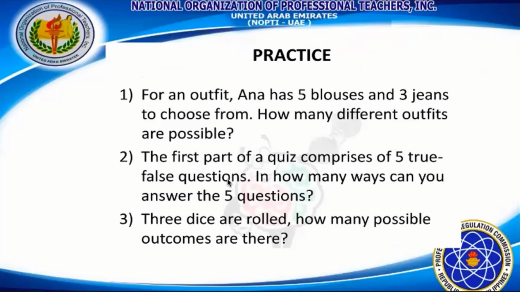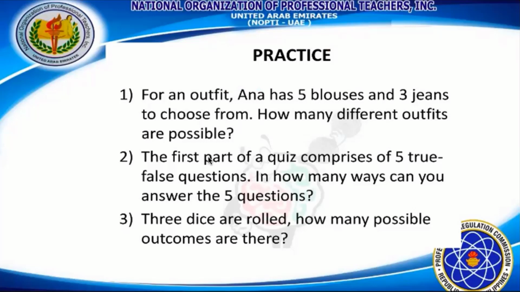For our outfit, Anna has 5 blouses and 3 jeans to choose from. How many different outfits are possible? So, combine mo yung 3 jeans sa 5 blouse. Ilang combination kaya ang magagawa? So, i-multiply mo lang. 5 times 3, 15. 15 combinations.